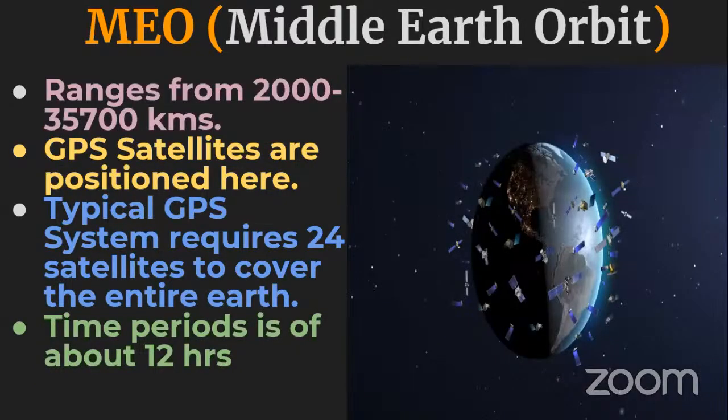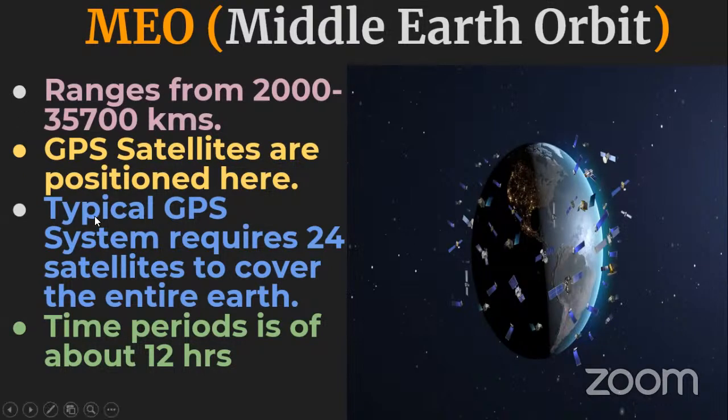Okay. Now, let's go to the next, that is middle Earth orbit. That generally ranges from 2000 to 35,000 kilometers from the Earth's surface. So, what is the use? Generally, GPS navigation. We go on to Google Maps and ask for directions, because I want to go from one place to another place. So, you use Google Maps, right? Basically, those GPS satellites are placed in the middle Earth orbit.